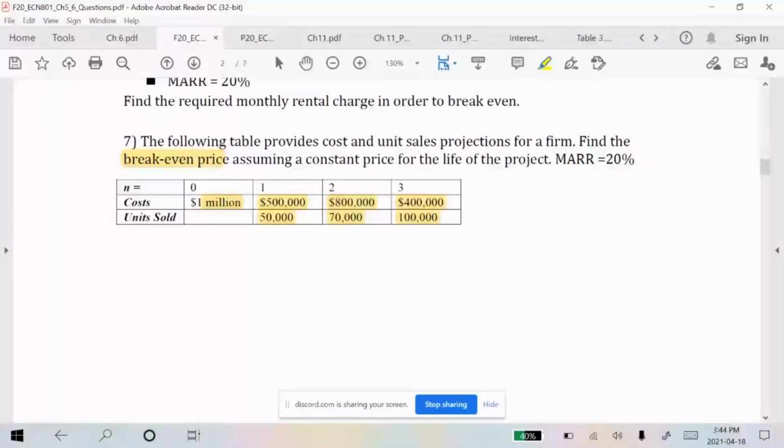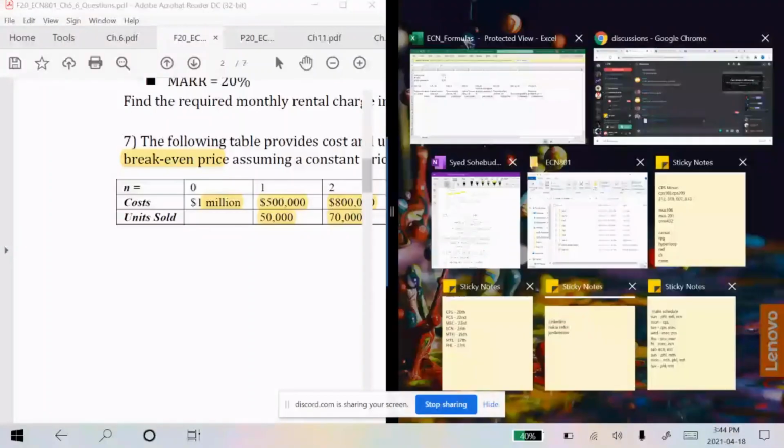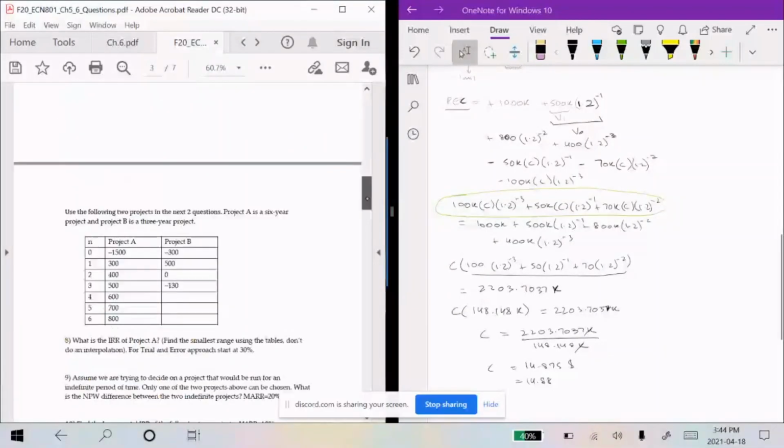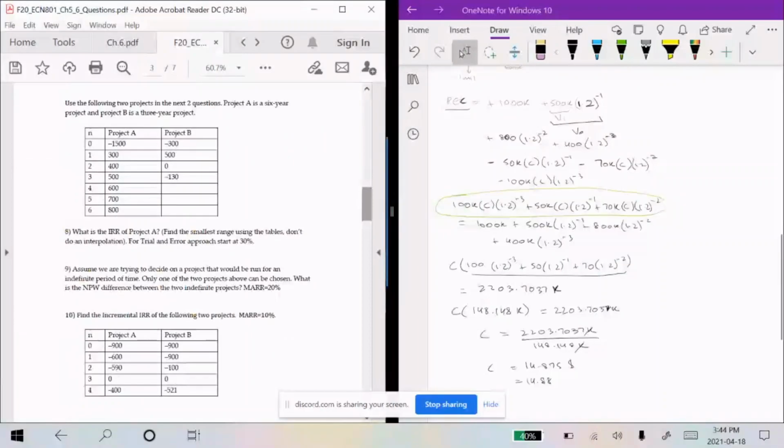So yeah. Does anyone have any doubts on this seventh one? All right, go ahead. 8th, 9th, and 10th. Okay.